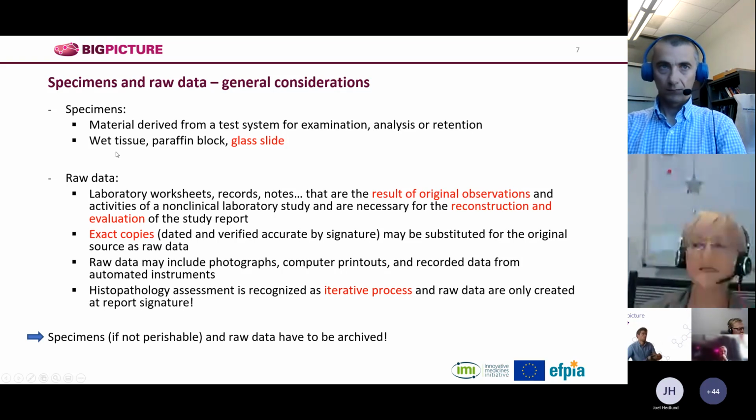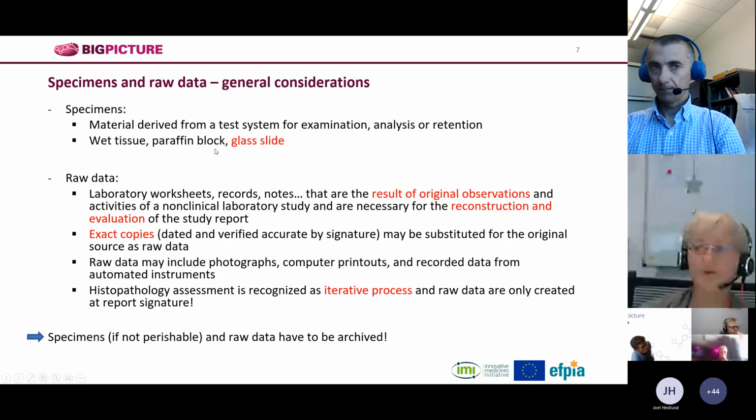In our case, that would be the wet tissue, so organs preserved at necropsy and fixed in formalin, paraffin blocks, and the glass slides produced from them. So this is for the traditional toxicologic pathology.